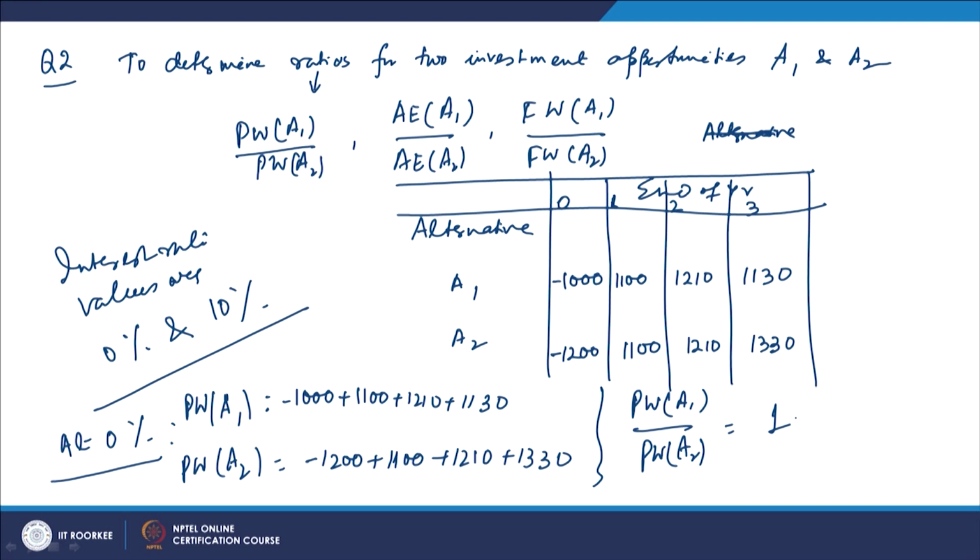So, for 0% interest, when there is no interest rate provided, it does not matter, PWA1 by PWA2 will be 1. Now, we know that if you calculate AEA1 and AEA2 or FWA1 and FWA2, these ratios are the same, as we have understood from the principles of economic equivalence. So, all these ratios become the same, we can calculate it, and in all these cases these values will come out to be 1 itself.